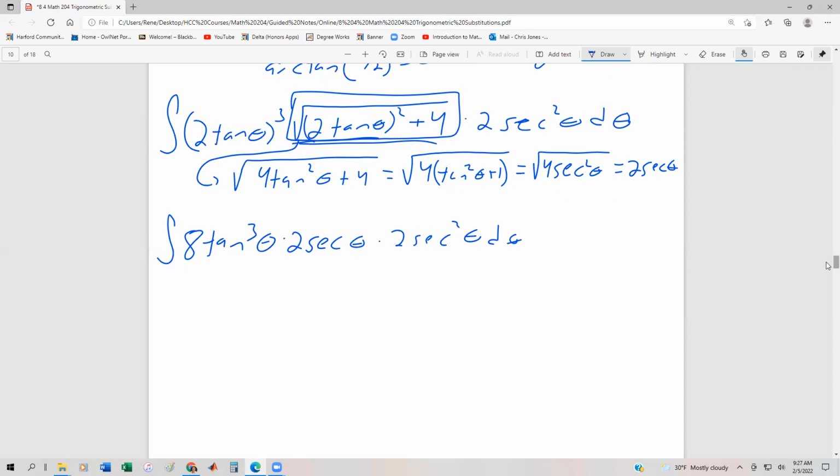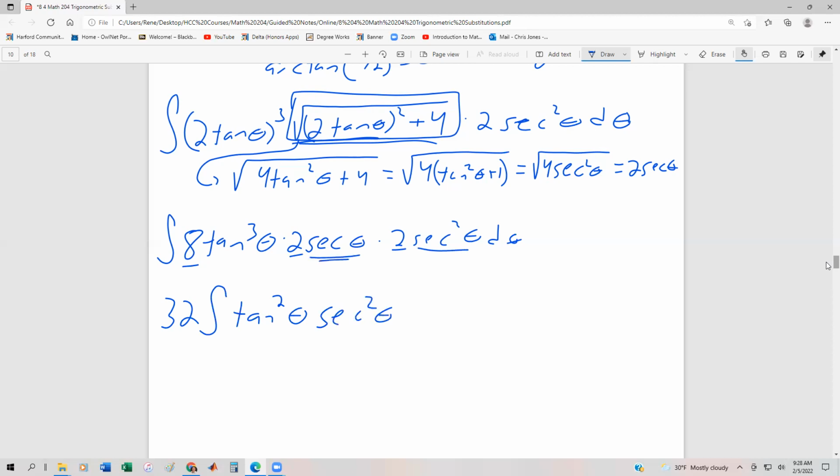Now we have an 8, a 2, a 2. That's going to be 32. And what I'm going to do is break off one tangent. So when I rewrite this, I'm going to get tan squared theta. We still have the sec squared theta.